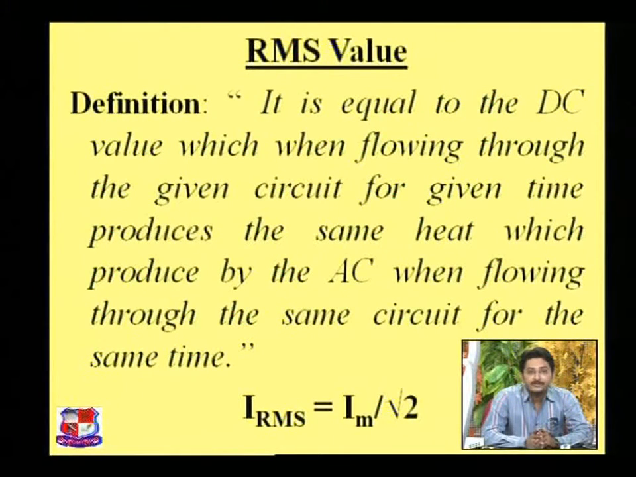So you just make the equation: the RMS current equals Im, that is the maximum current, divided by root 2. RMS equals Im by root 2; that is the equation for any AC current which produces the same heat as the DC current. Now just go through the derivation of the RMS.